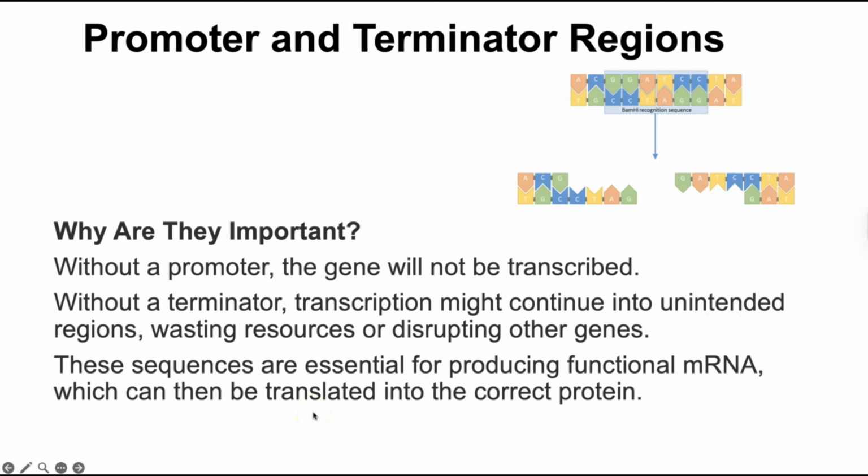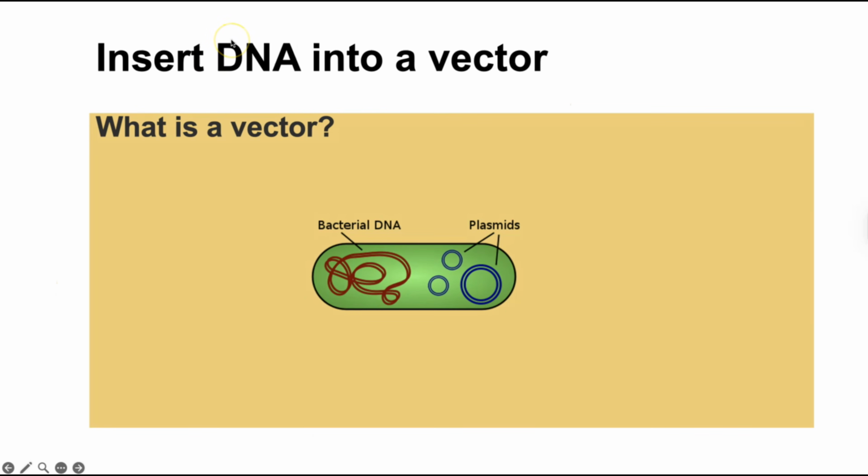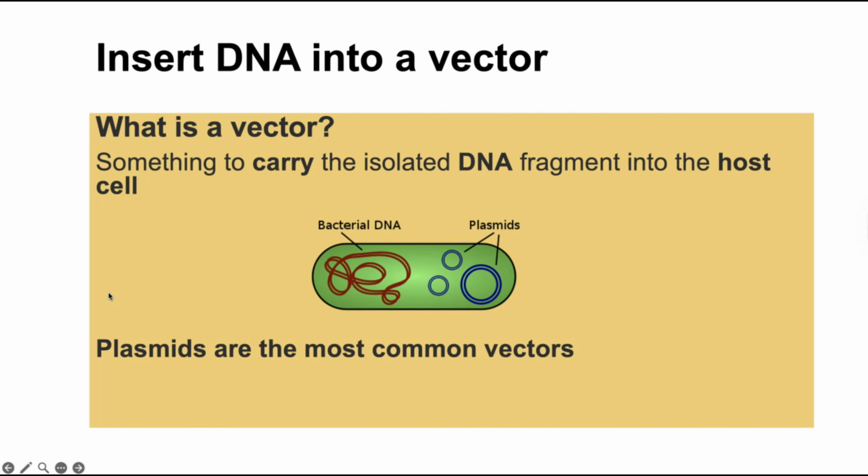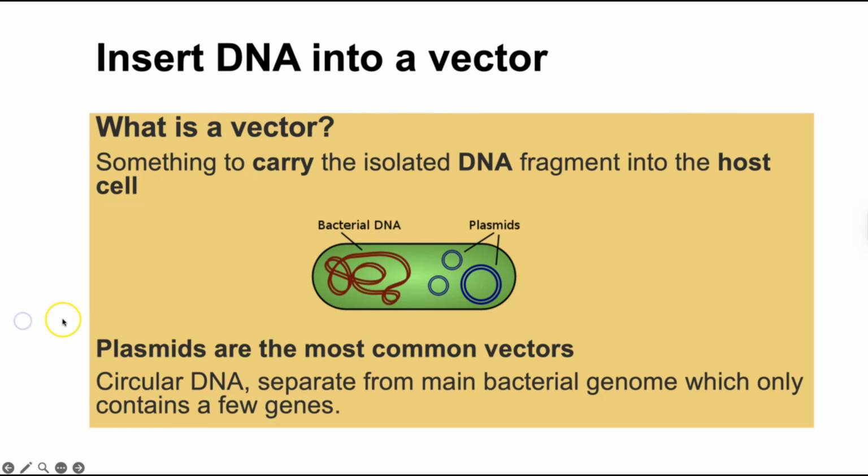So basically these sequences, the promoter and terminator region, are essential for being able to produce functional mRNA when you do this gene technology. So how do we get that DNA into a vector? But first of all, what is a vector? A vector is something that will carry the DNA fragment that we've made into the host cell. That's what a vector is. And the most common vector that we use is plasmids, those small loops of DNA that some bacteria have. So that's what we're going to be doing, getting our DNA into the plasmid first of all.